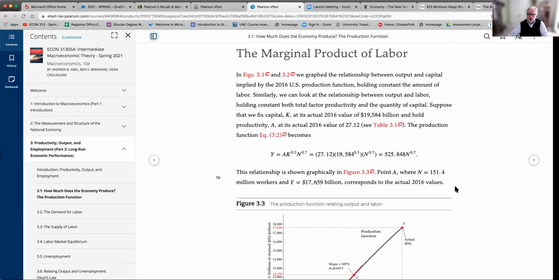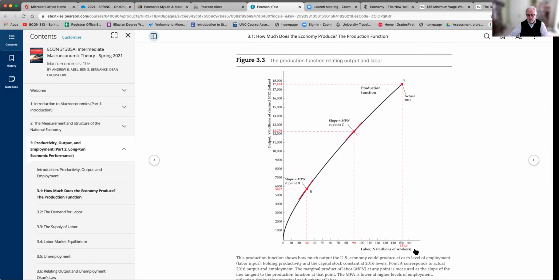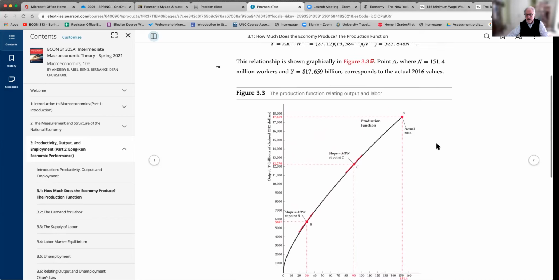So here's the marginal product of labor, which comes from the production function with labor on the horizontal axis. We're just holding something else constant here. In this case, we're holding capital and A, or total factor productivity, constant. With those two things held constant, we can graph a production function, and it's going to look something like this. You can see that it's not linear.